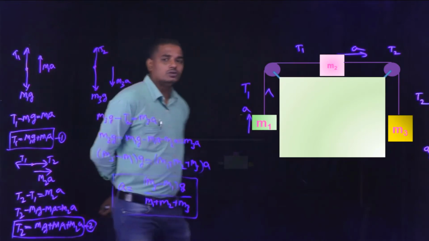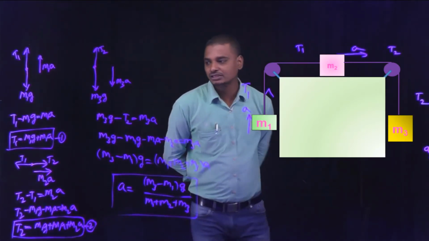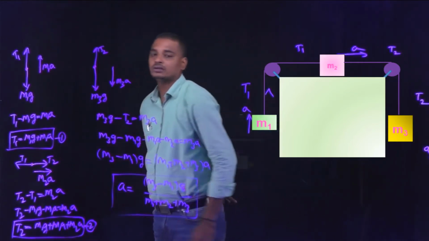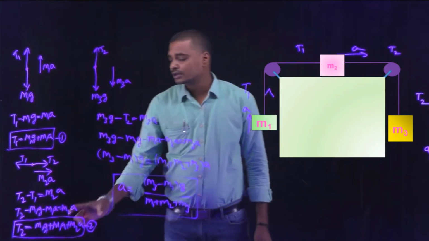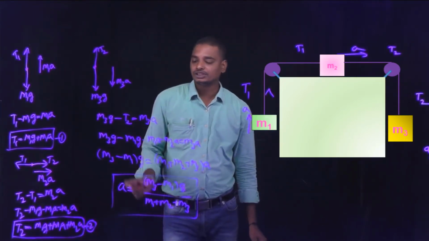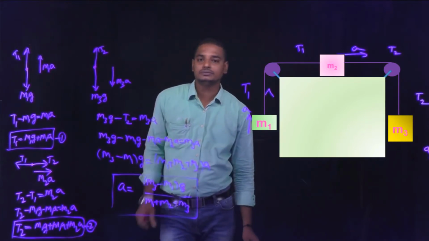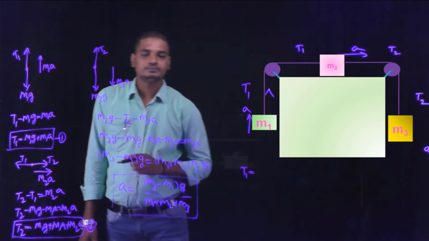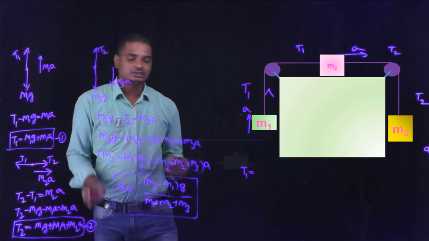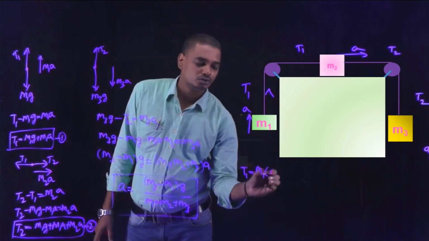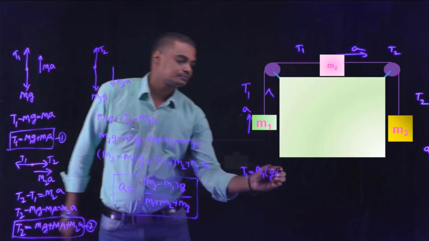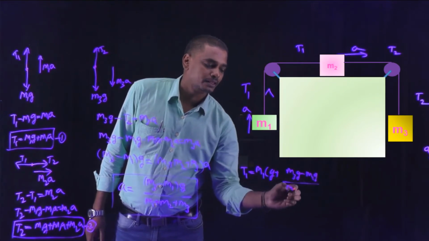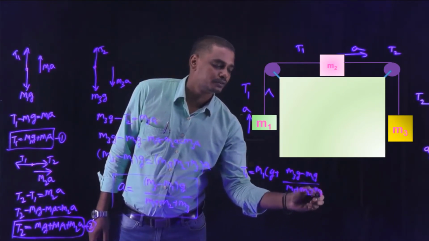Okay, so now we need to calculate the tension in the strings T1 and T2. By substituting the value of A in equation 1, we will get the tension T1, and by substituting the value of A in equation 2, we will get the tension in string 2, that is T2. So by substituting the values, we get T1 is equal to M1 into (G plus A), taking M1 common, which is M1 into (M3G minus M1G by M1 plus M2 plus M3).